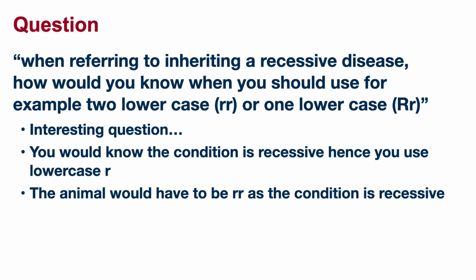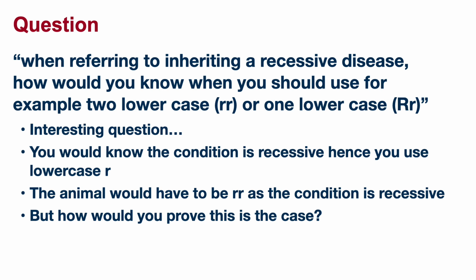And this is a key thing here. If it doesn't have the recessive homozygous form, then it's not going to display the phenotype for that condition. So that's a key thing that you have to take into consideration. But a more interesting question is, how would you prove this is the case? And here what we would do is some experiments.